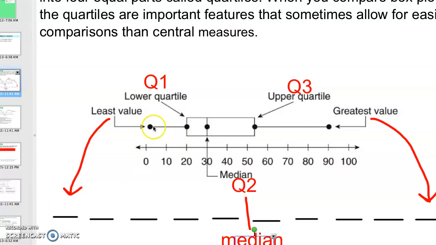And then my least value is about 1. My largest value is about 90. Okay, so these are some numbers that we know. These are 3 of the numbers in the 5-number summary.